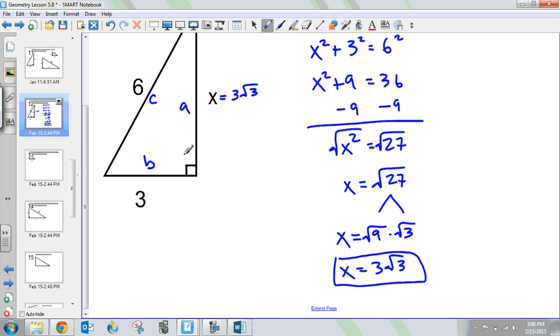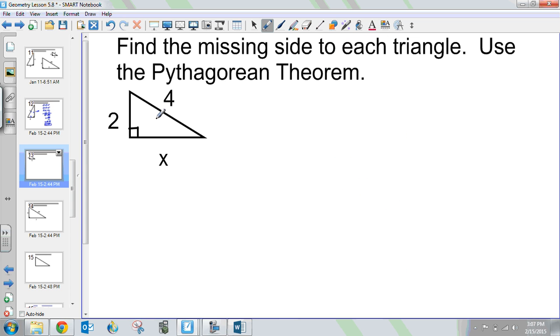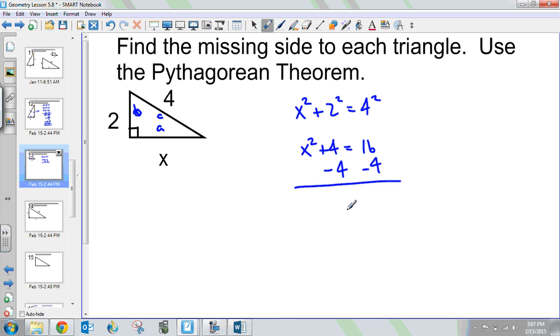Now let's do this on another one, and let's do it for this triangle. This one's very similar. I'm going to call this C, I'm going to call this A, and I'll call this B. So I'm going to set up the Pythagorean theorem, and I get x squared plus 2 squared is equal to 4 squared. So I end up getting x squared plus 4 is equal to 16. Now I'm going to subtract 4 from both sides, and I'm going to get x squared equals 12.